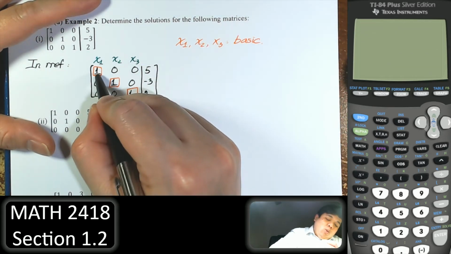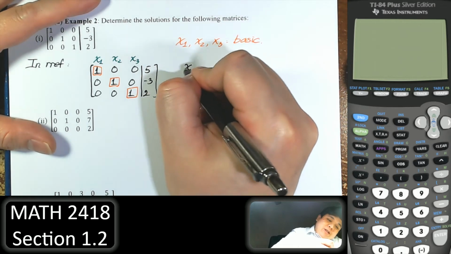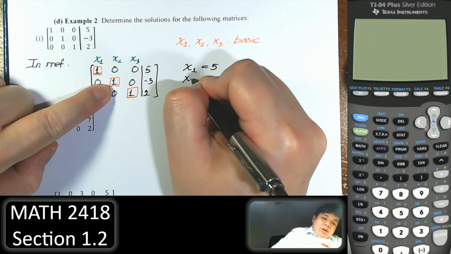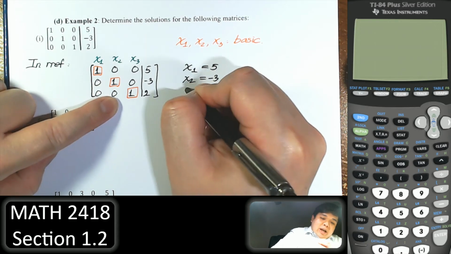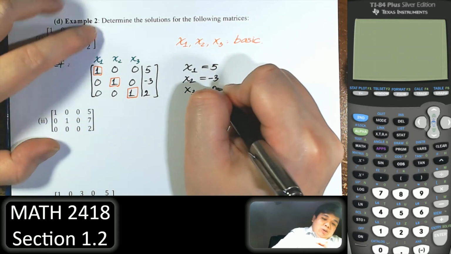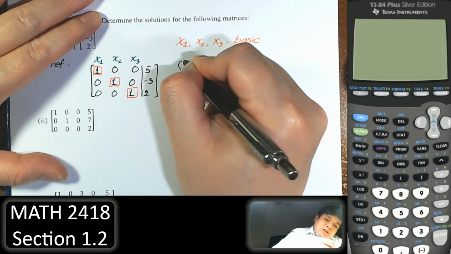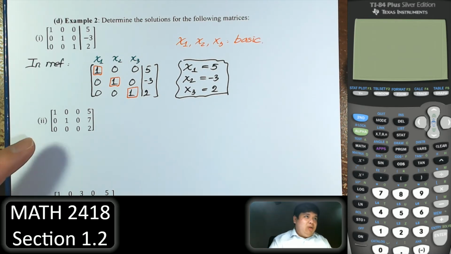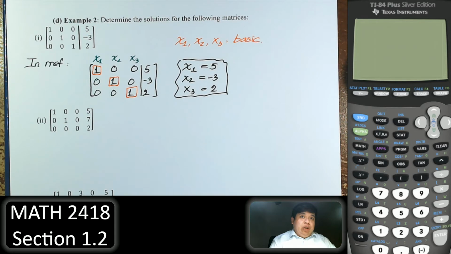So this one is one solution. We say x1 equal to 5, x2 equal to -3, and x3 equal to 2. So those are the solutions. So simple enough, right? When we write the matrix in reduced row echelon form, we can write the solution easily.